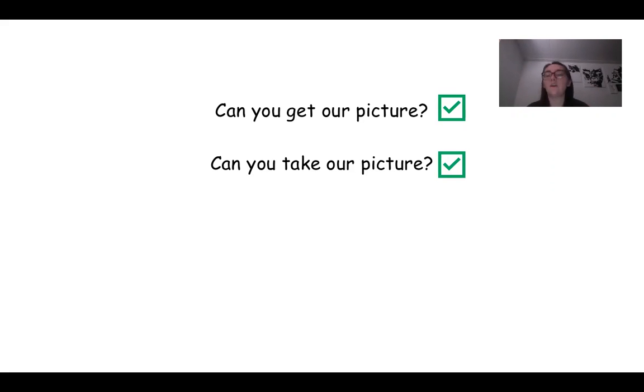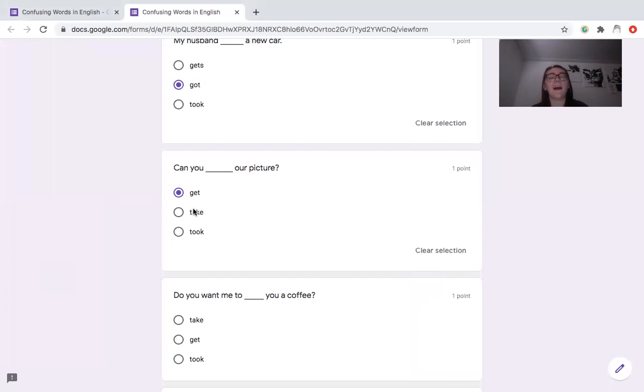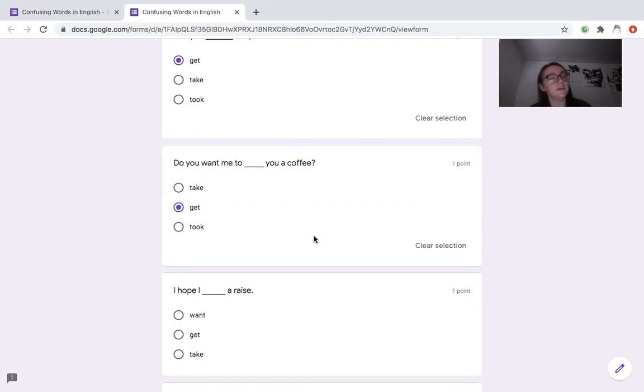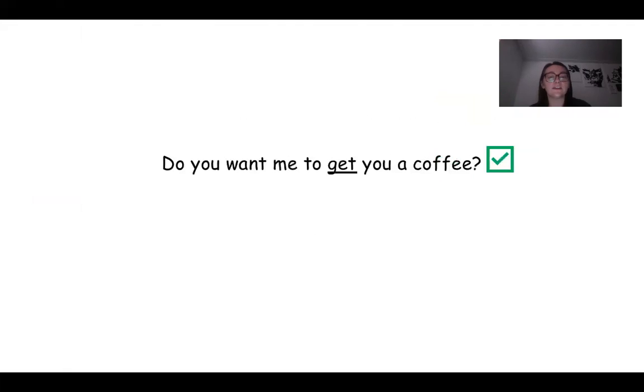When you use the word can, when you're asking a question, can you get our picture? Can you take our picture? You're asking somebody else to do something for you, right? So I made the right answer take just because that's the one that people say all the time. But if you put get, that's okay. That's correct too. Do you want me to get you a coffee? That's going to be the correct answer.